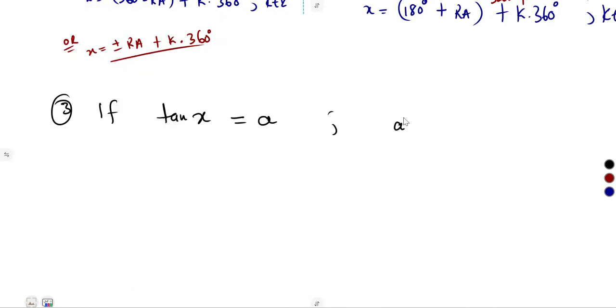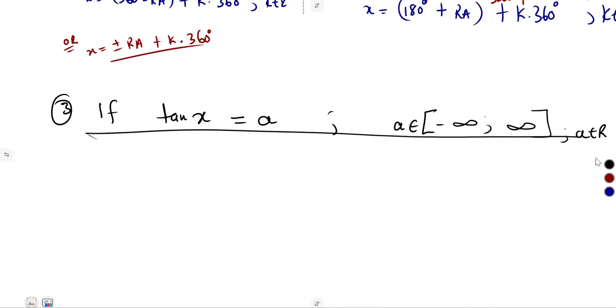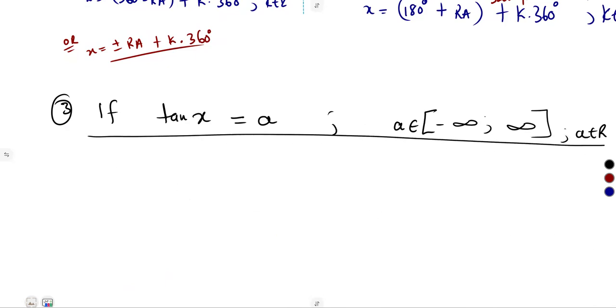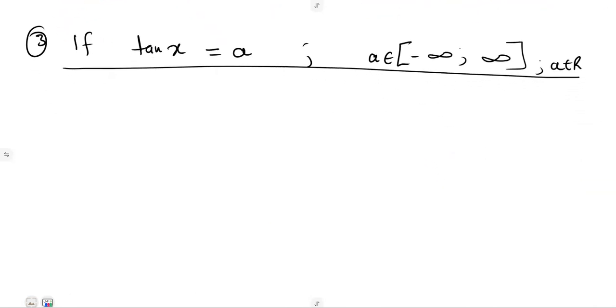That A can be any number. So let us just take from minus infinity up to positive infinity. That is the condition of our A. It's not limited. But just like what we had before, we must consider where each is positive or negative, to say, is it positive or is it negative? But always a reference angle first.